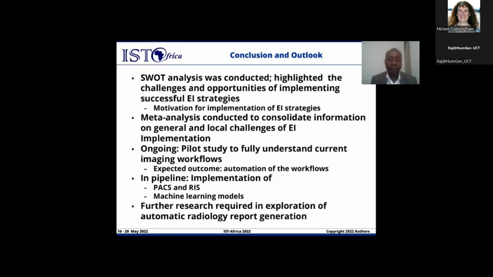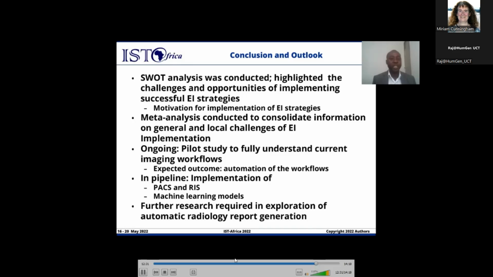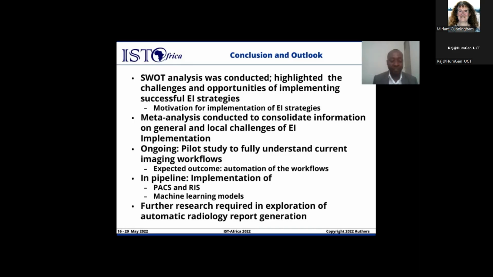Ladies and gentlemen, with what I have presented, I would like to conclude by informing the participants that I presented to you a SWOT analysis that was conducted at the university teaching hospitals, which highlighted the challenges and opportunities of implementing a successful enterprise imaging strategy. We also presented to you a meta-analysis that was conducted to consolidate information on general and local challenges of enterprise imaging implementation at the university teaching hospitals and the Global South at large.